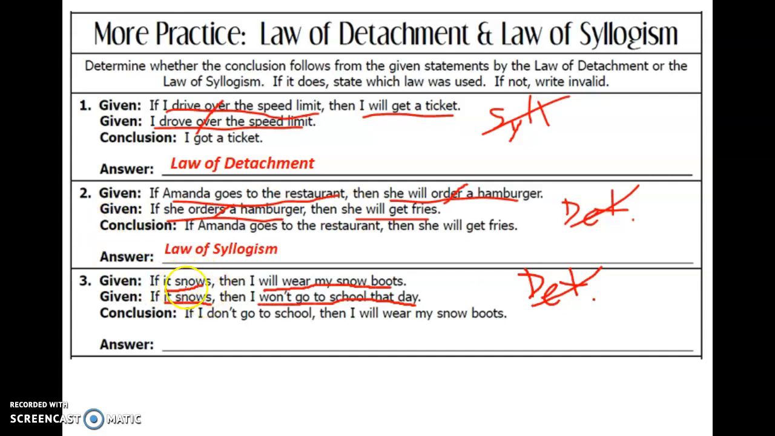If it snows, that's our P, then I will wear my snow boots, Q. My conclusion, I will wear my snow boots, needs to be the start of the second statement. Because it is not, then we conclude, because I wear my snow boots is not the start of the second statement, this is invalid. I cannot determine what is going on. So I didn't even have to read the conclusion.